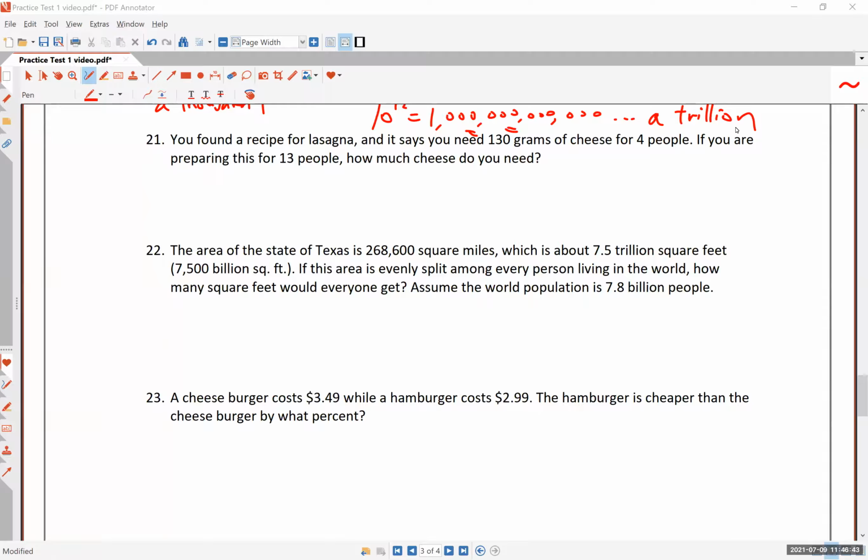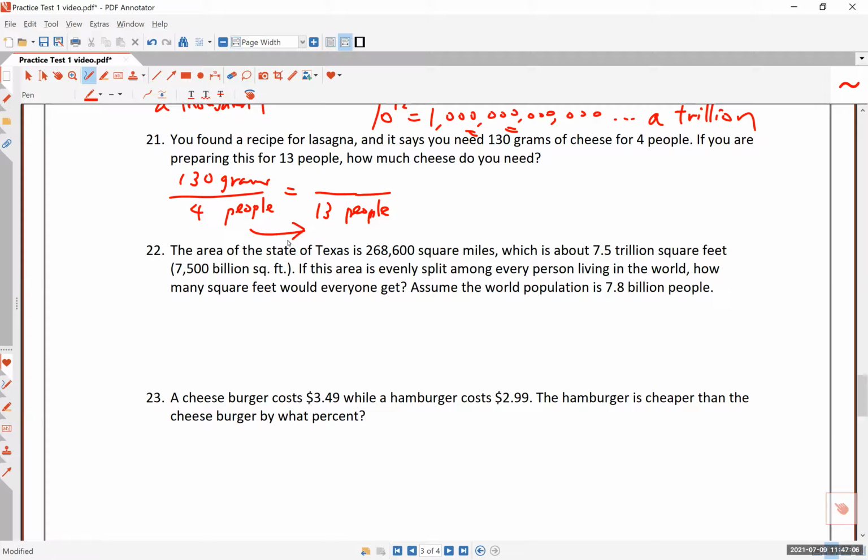All right, last 5 questions. Number 21. You found the recipe for lasagna, and it says you need 130 grams of cheese for 4 people. Lasagna sounds really good. If you are preparing this for 13 people, then you need more. Okay, and you can sort of estimate the answer, right?